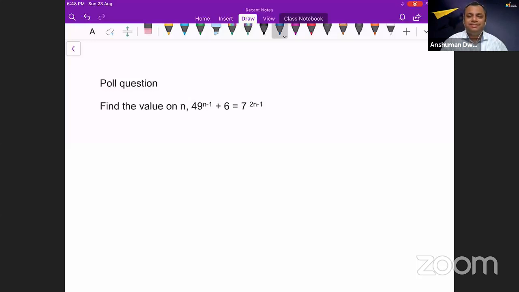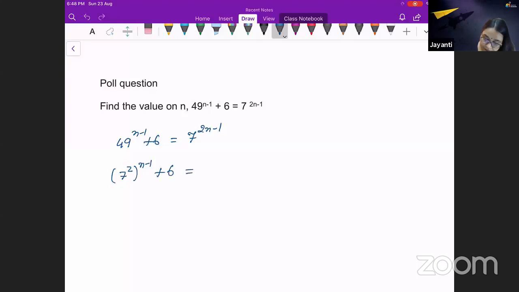Yeah. So look, it's a very interesting question. Let me solve it, right? In the first go, we say why 6 has come. How do we solve for 6? Let's solve this. 49 to the power of n minus 1 plus 6 is equal to 7 to the power of 2n minus 1. 49 can be written as 7 square. Now I can multiply: 2 into n is 2n and 2 into minus 1 is minus 2.